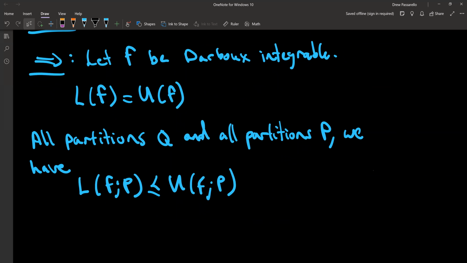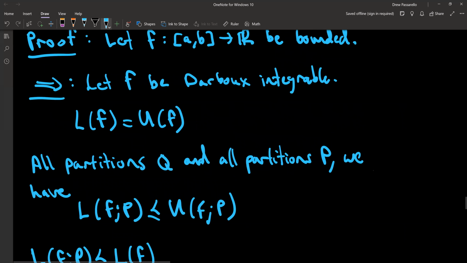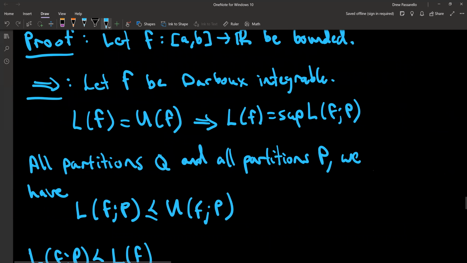And we also know, what else do we know? That the lower sums with P are less than or equal to L of f, because L of f is the supremum. L of f is the sup of all the lower sums, and in this case I'm using all partitions P, and then U of f is the inf of the upper sums with partition Q. So let me erase this, change that to a Q.